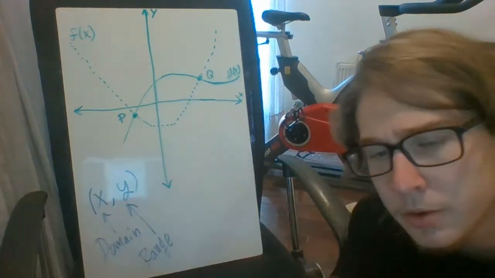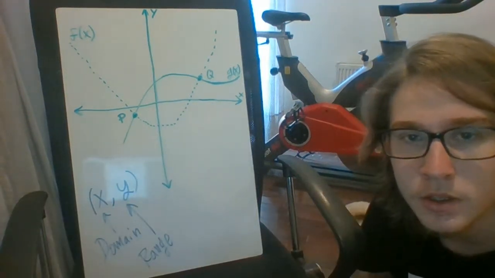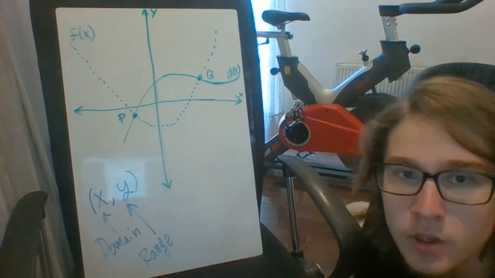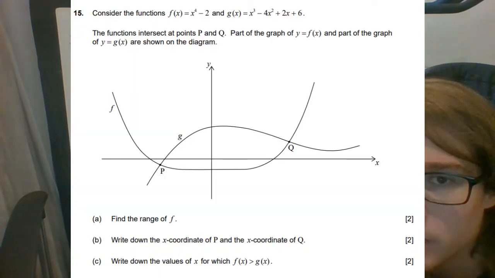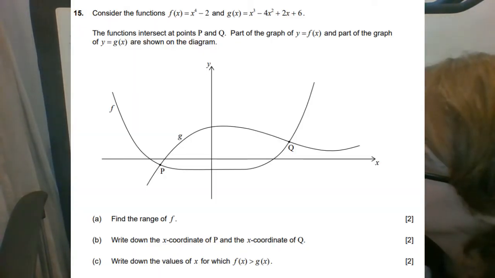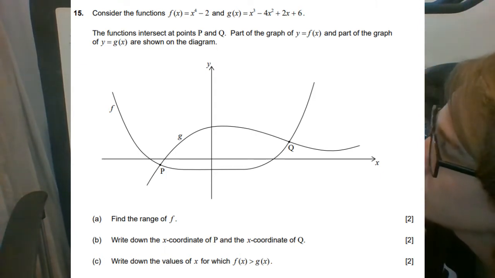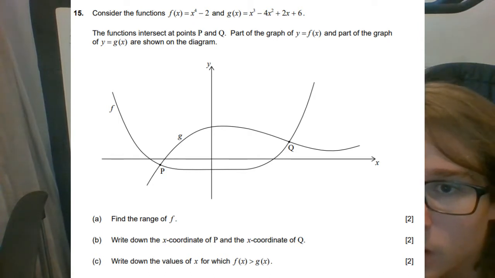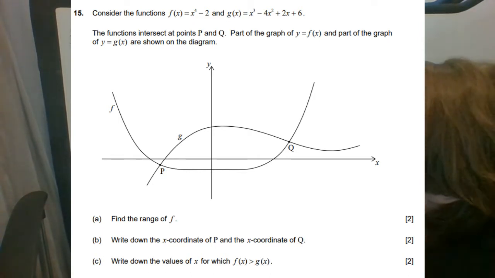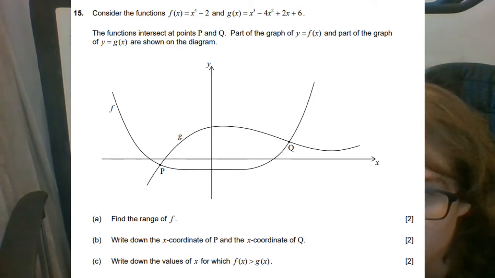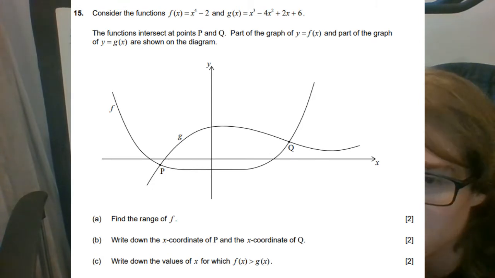Hello everybody, today we're going to be going over domain, range and intercepts at the IB Math Studies level. So the problem gives us two functions, right? f of x, which is outlined by the dotted line here, and g of x right here. And they tell us that they intersect at the points P and Q. And so part A asks us to find the range of f.